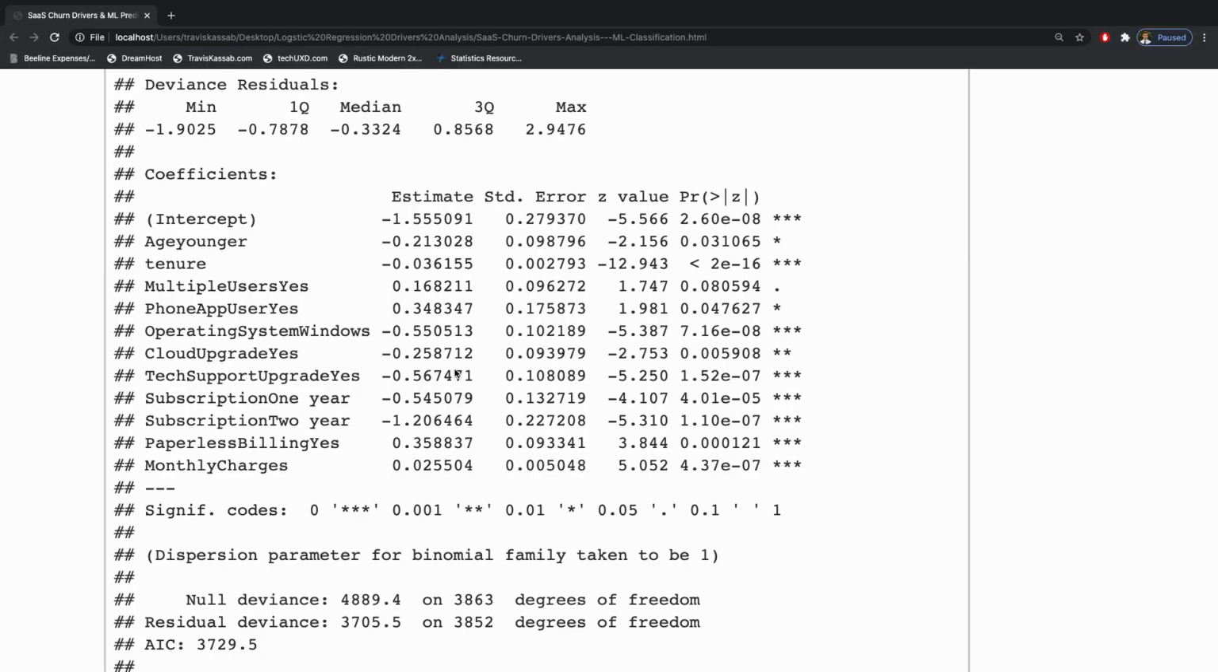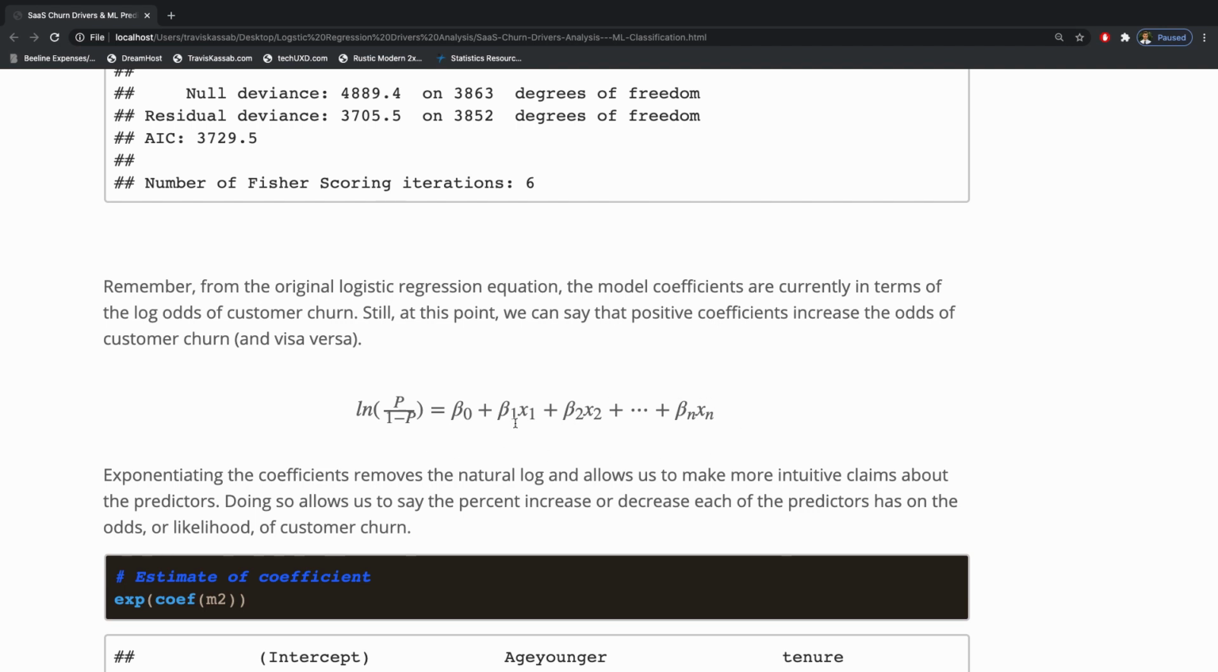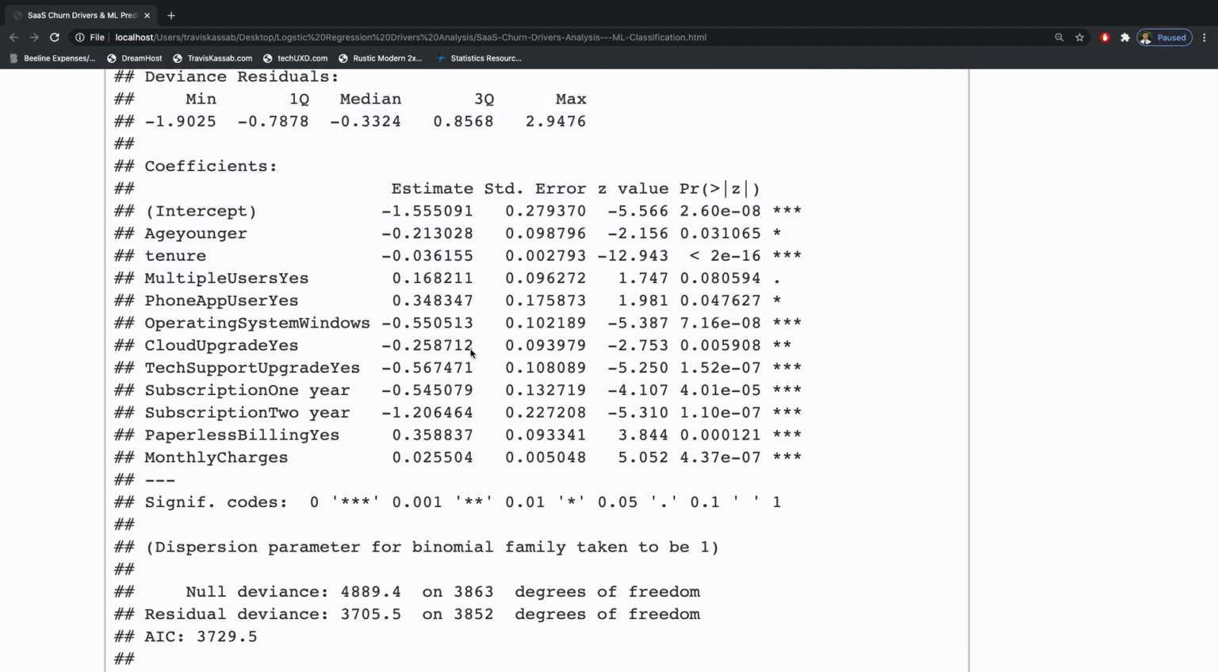Now with our final reduced model, we can call summary, and we can look at the estimates of the coefficients over here. But before we start interpreting, we need to remember the original equation for a logistic regression, that each coefficient is currently in terms of the natural log of the odds of a customer churning. So at this point, I would only look at whether it's negative or positive. If it's negative, it means it decreases the natural log odds of a customer churning, and positive means that it increases the natural log odds of a customer churning.